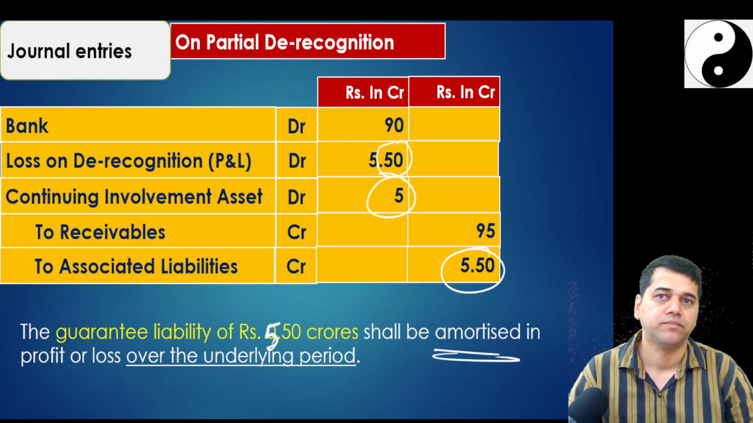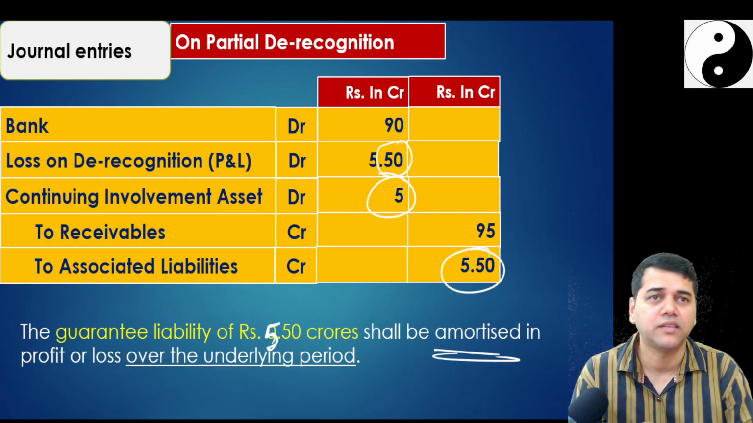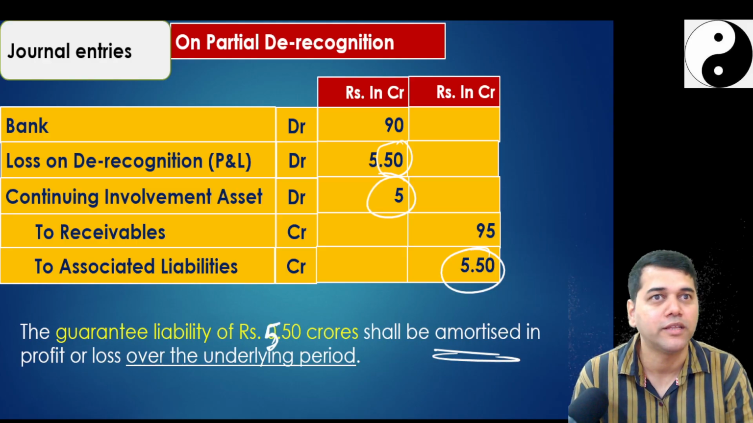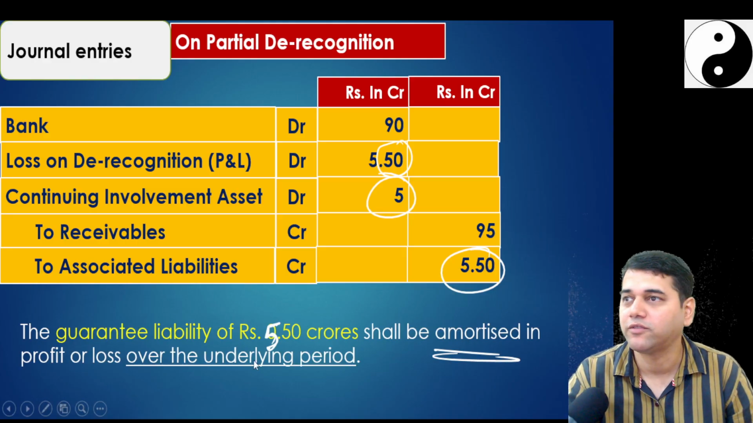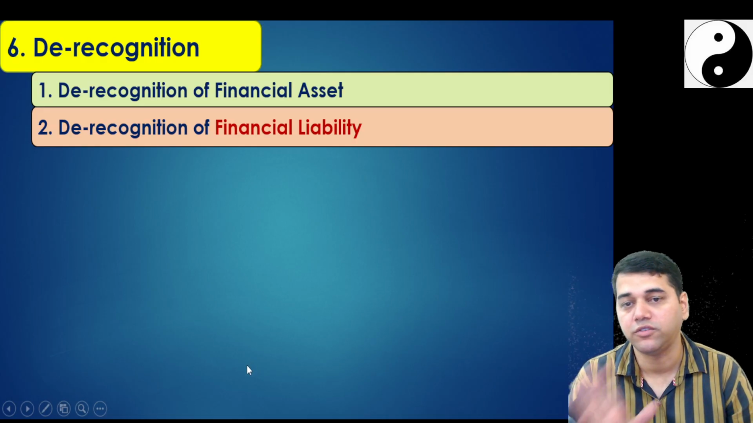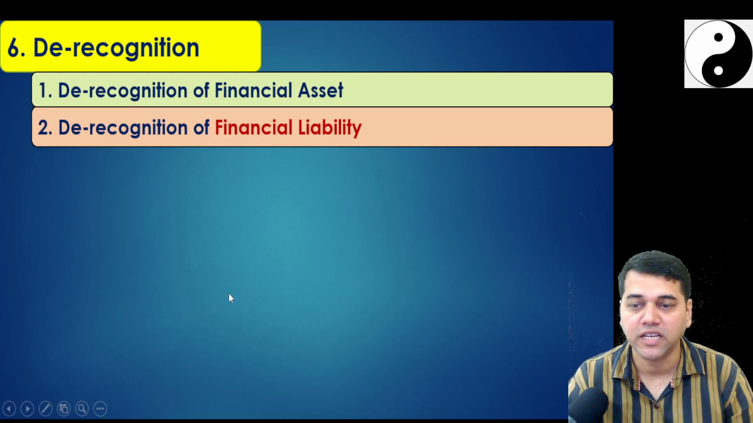Yes, done. Now this is negligible. Just to start, there is one concept. We should not be surprised. Oh, we didn't know that derecognition of financial assets goes like this. But the most important part in derecognition is your financial liability. Now, what are the rules of financial liability derecognition?